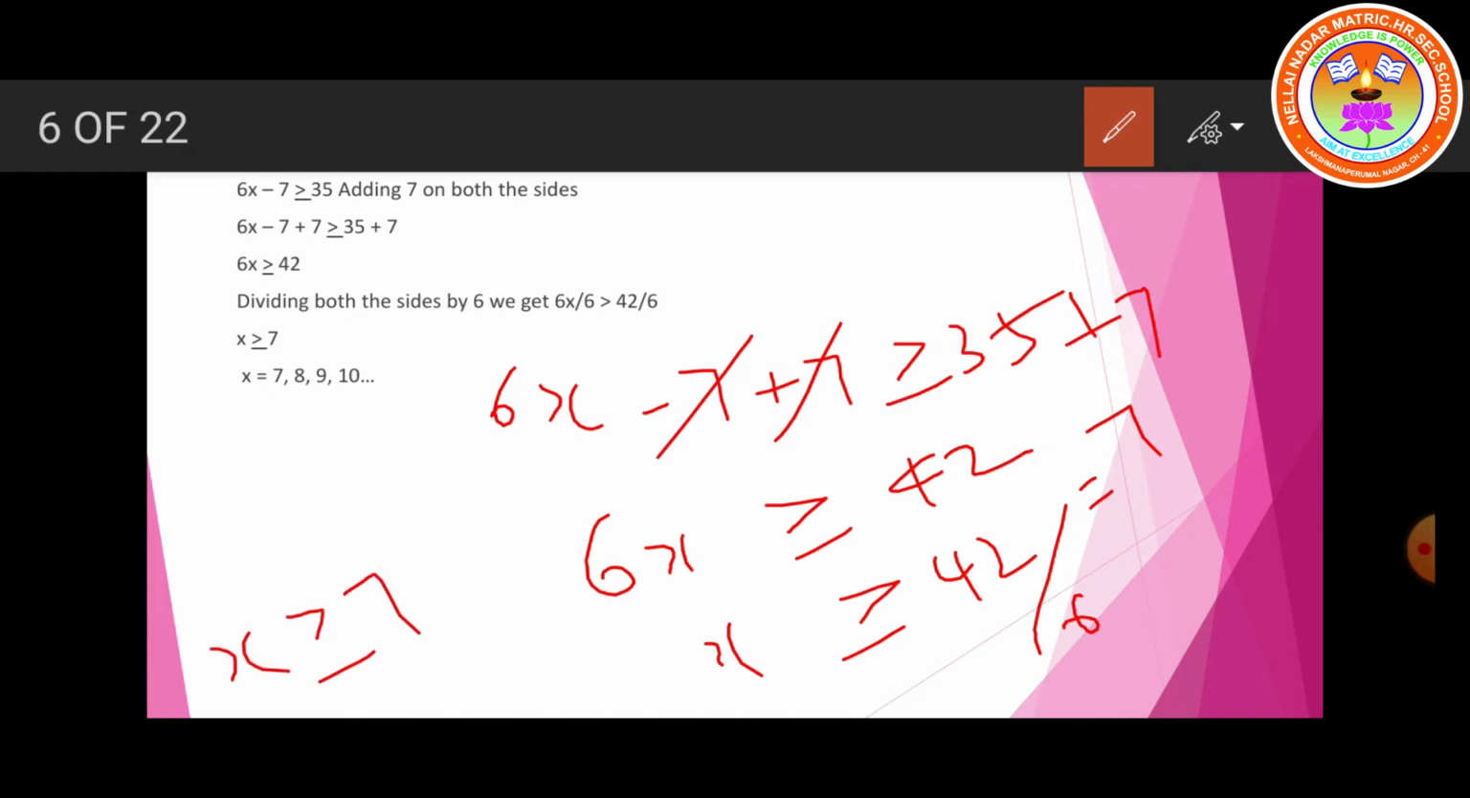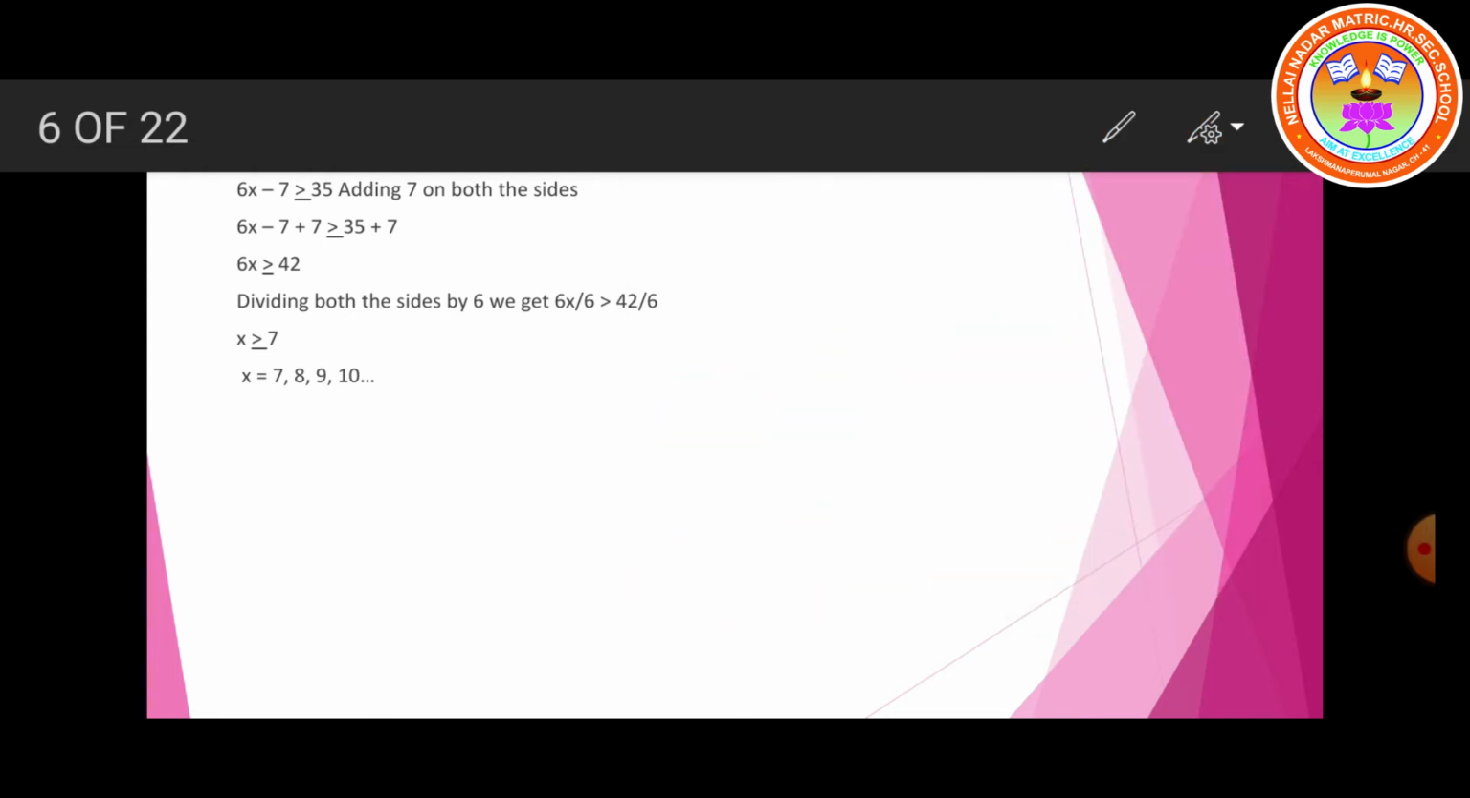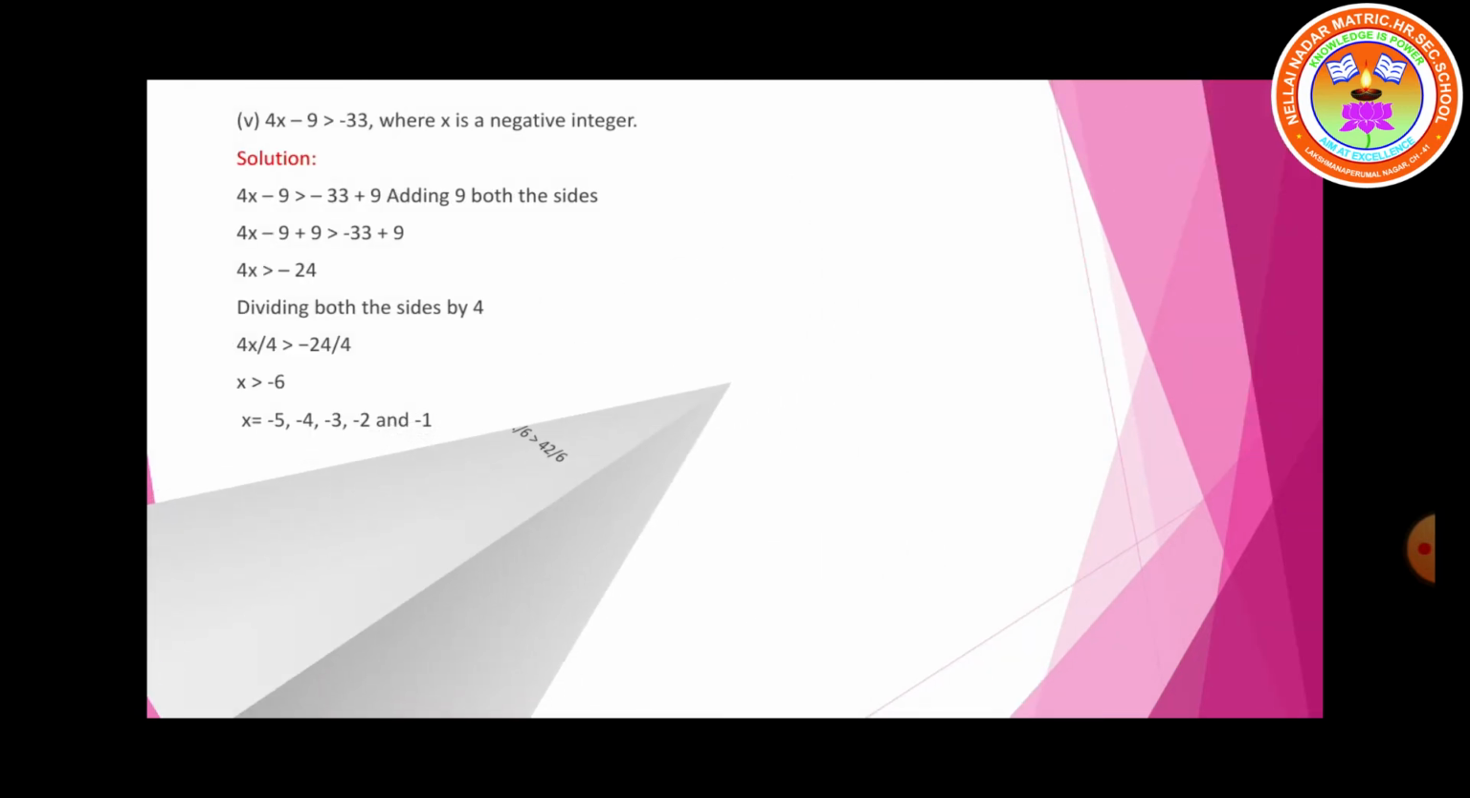X greater or equal to 7 means equal to 7 or above 7. 7, 8, 9, 10, 11, etc. Can you understand all of you? Yes. Now we are going to see the next one.